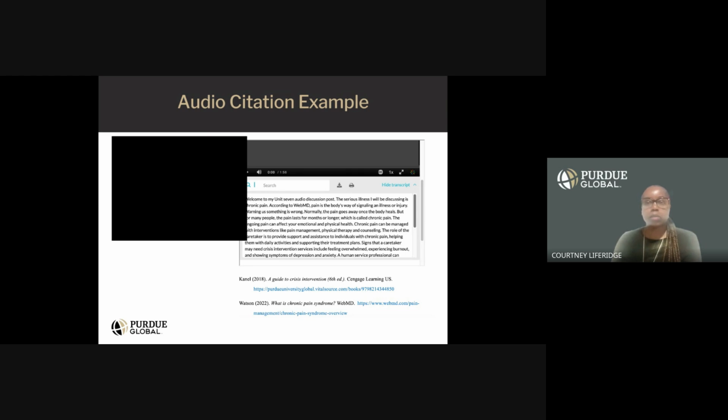Individuals with disabilities, including those with chronic pain, face greater risk for crisis due to their physical, emotional, and social challenges. Creating a supportive environment, providing access to mental health services, and establishing a strong social support network are important in helping them handle difficult situations and maintaining stability. The information in this discussion is from our textbook, A Guide to Crisis Intervention 2018, as well as the WebMD website. Thank you for listening. Have a great day.